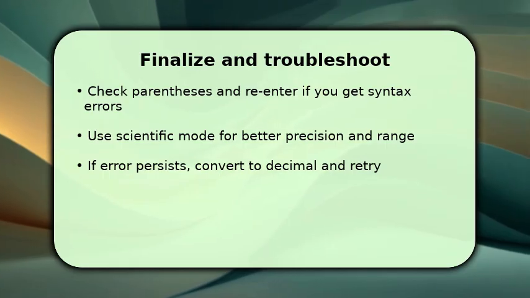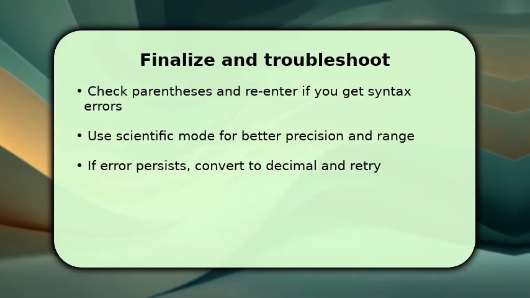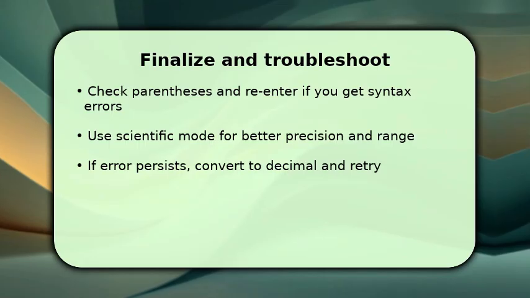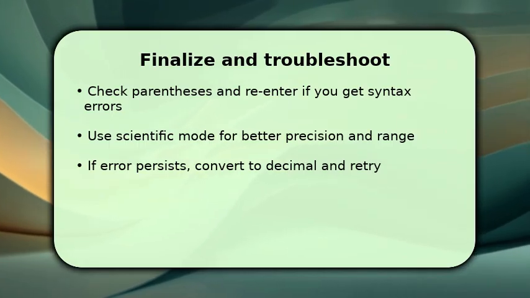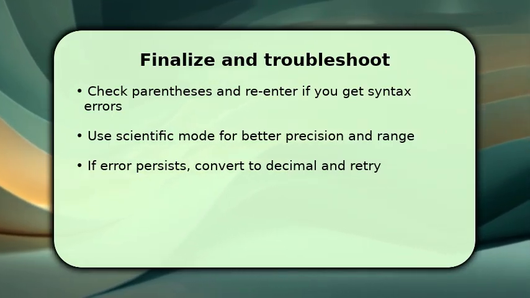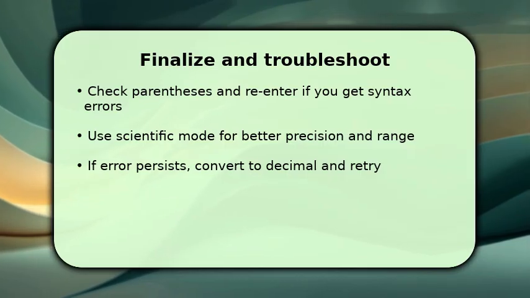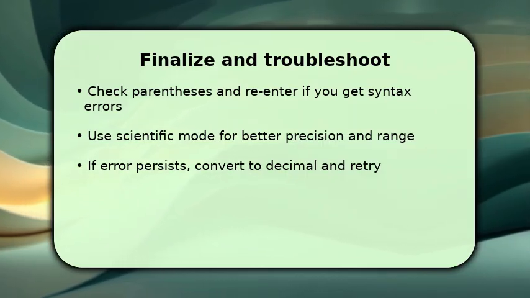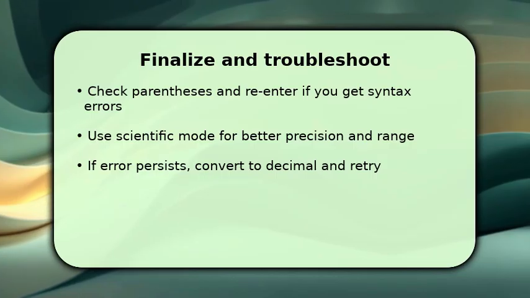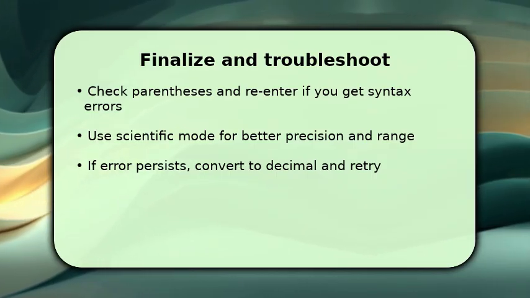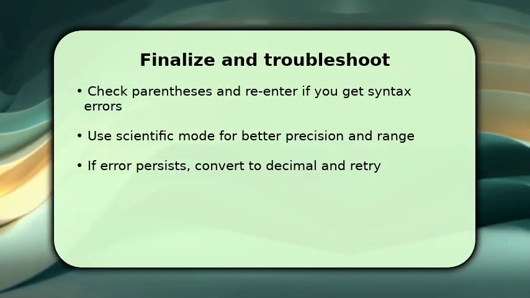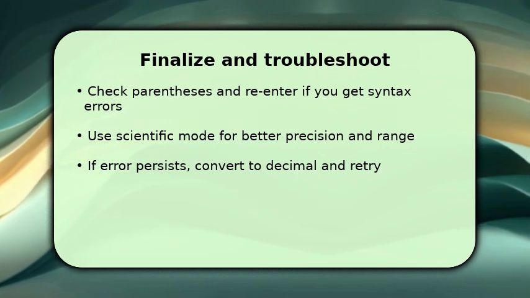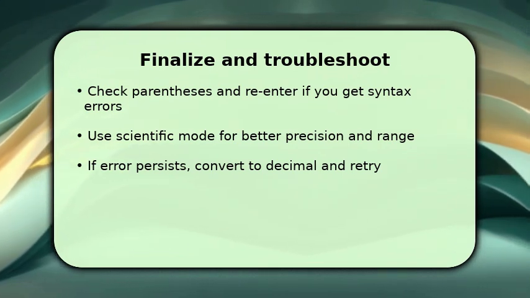If you saw a syntax or domain error, recheck parentheses, ensure the argument is positive, or convert complex inputs to real-valued equivalents. If precision looks off, switch to scientific mode for more digits and recompute. One quick troubleshooting tip: if the calculator errors repeatedly, convert the expression to a decimal on paper or another device. Then re-enter that decimal and press.